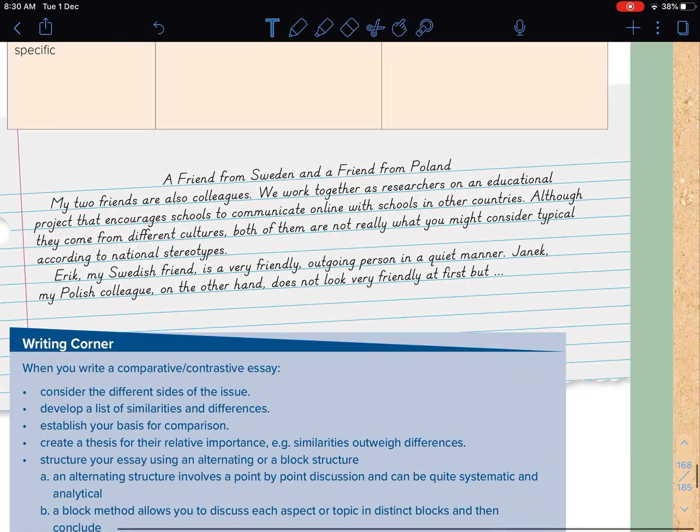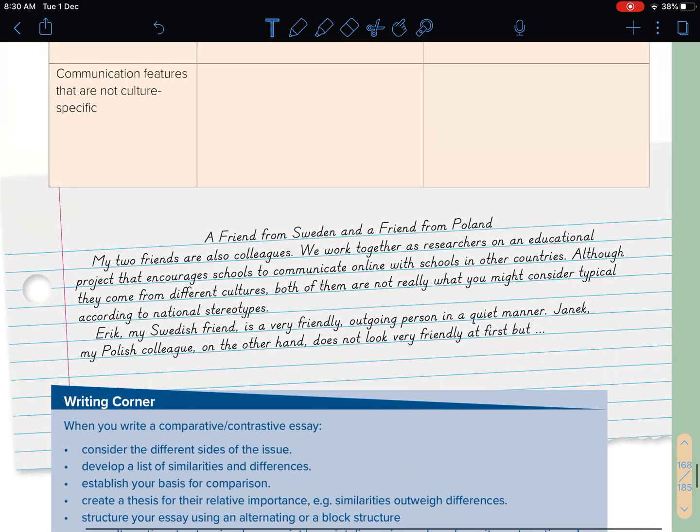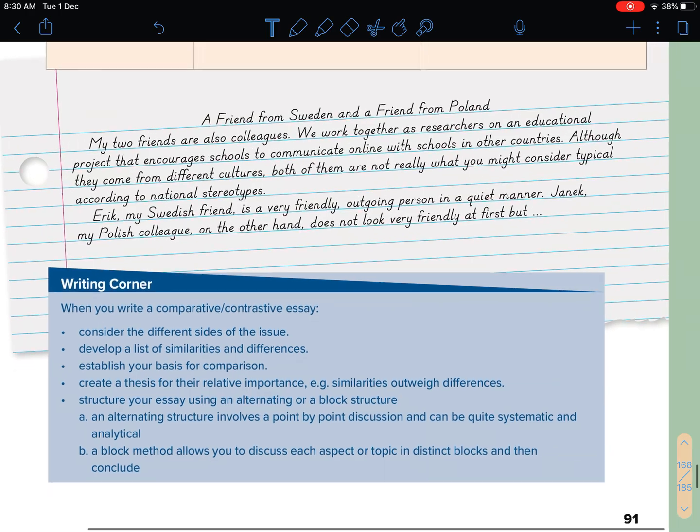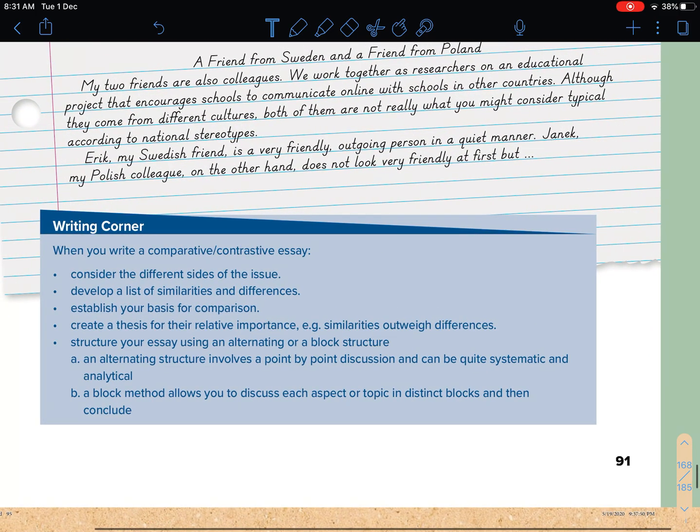Now you can just read this as an example, and then you move on to the writing corner, because the writing corner is mainly there to guide you through or to give you just tips on how to write this essay. Now when you write a comparative or contrastive essay, comparing between an Arab and a non-Arab and the way they communicate, you consider the different sides of the issue, which is communication. Develop a list of similarities and differences, meaning a list of the different things and the similar things.